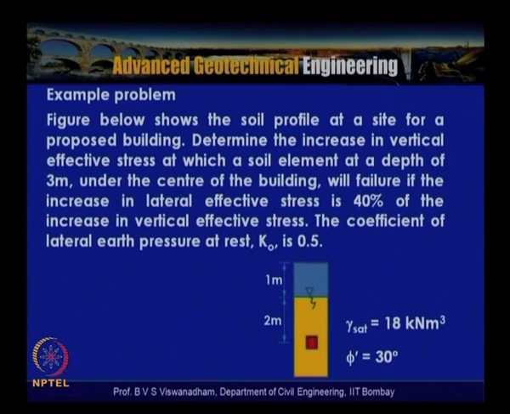Then we need to calculate the delta sigma at which failure occurs for the given condition. Here phi dash is equal to 30 degrees, which means the Mohr Coulomb failure envelope is given to us, so based on that we can calculate.